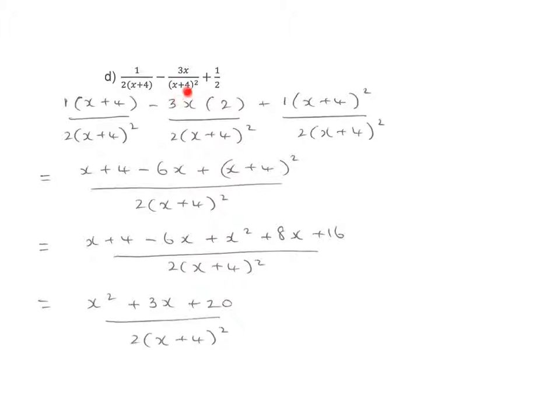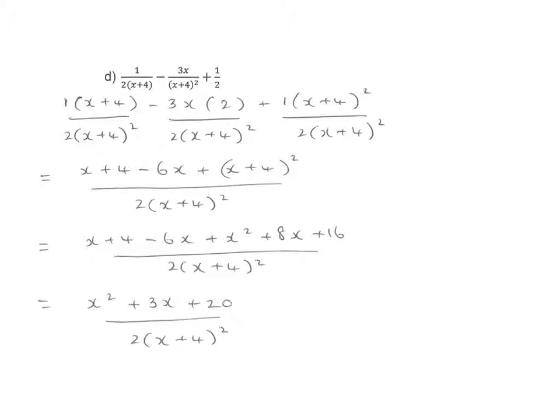Looking at our three denominators, the lowest common denominator is going to have to be 2 times (x plus 4) all squared. So to make our first fraction equivalent, we need to multiply the numerator by x plus 4. For our second fraction, we're going to have to multiply our numerator by 2. And our third fraction, we need to multiply the numerator by (x plus 4) all squared.